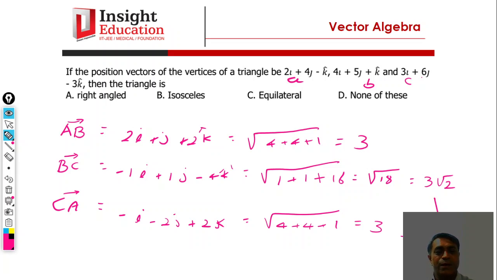So very easy. 3, 3 and this side you can consider 3 root 2. So it's a right angle triangle. Equilateral? No. Isosceles? Yes, two sides are the same. So it is an isosceles right angle triangle.